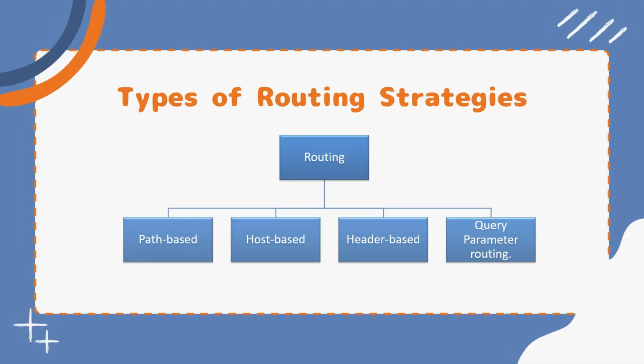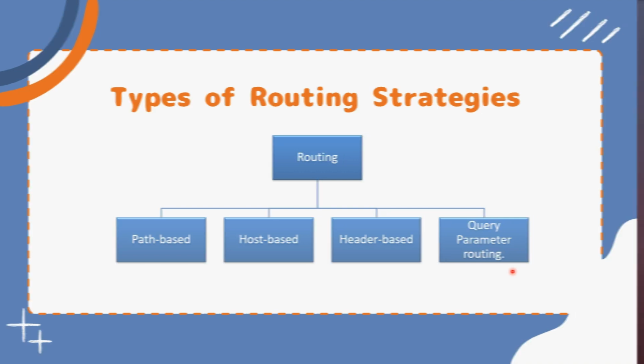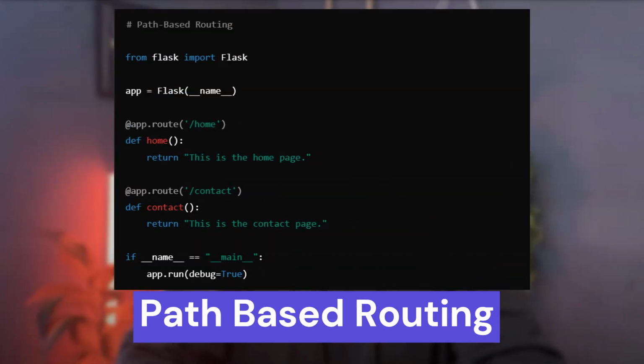What are different types of routing strategies? So we have path-based routing, host-based routing, header-based routing, and query parameter routing. So let's look into each routing one by one. First, we have path-based routing.